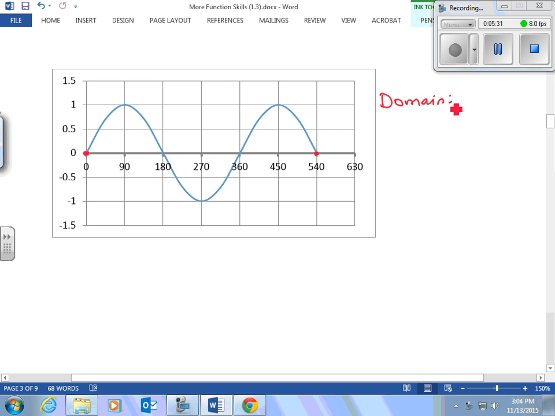This might be a good time to pause the video, fill in the domain, the range, relative maxima, relative minima, and increasing and decreasing intervals, okay? So the domain, remember, is the x coordinates or our independent variable, whatever the horizontal variable is, okay? So the domain is 0 to 540, and because of those dots, we actually need to use square brackets.